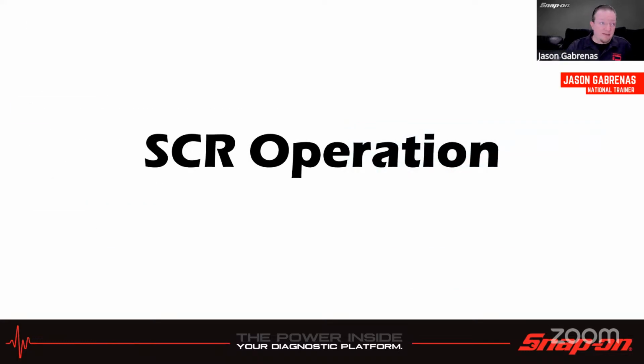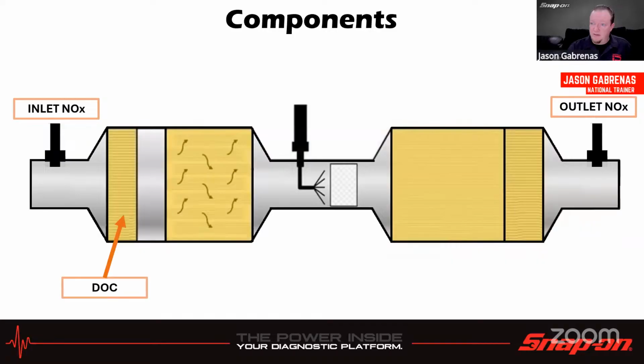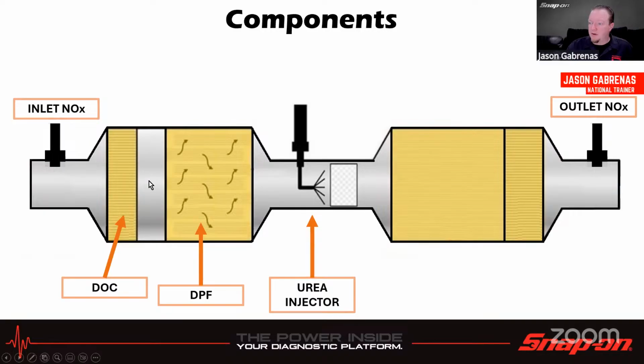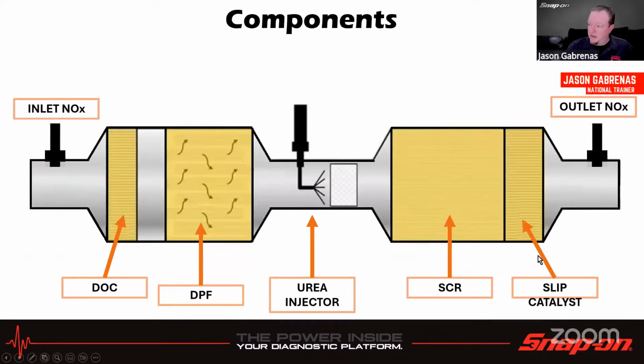So how does this system work? Well, like I said, we have the diesel oxidation catalyst and the DPF there. In that case, it's just going to collect the soot, and then the diesel oxidation catalyst is going to help to burn it off. We have our urea injector. Then we have our actual SCR, and then at the very end, we have a slip catalyst to catch anything else. You have inlet NOx and outlet NOx. We need to know how much NOx is going in and how much NOx is going out, and that'll help us diagnose the system and see how it's working.